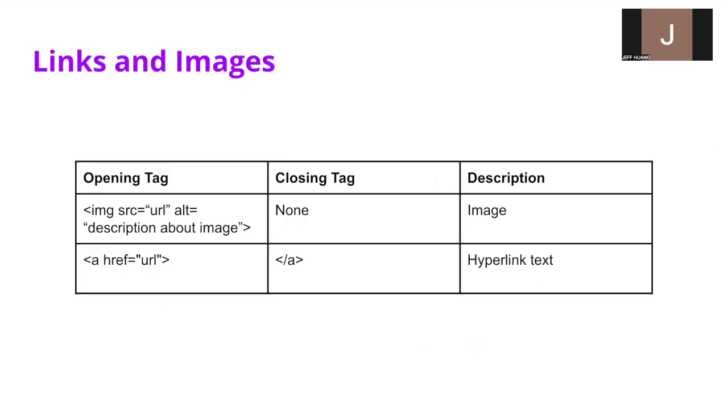And then for a link, you would do href and your URL or the path to your link. And you can surround it in a closing bracket and then put content between the starting A and the closing A, which would hyperlink that text.